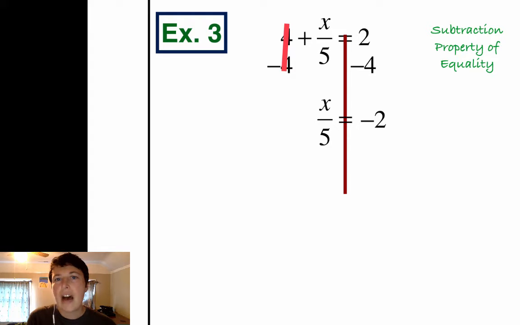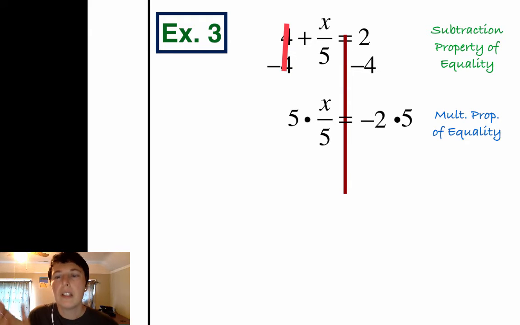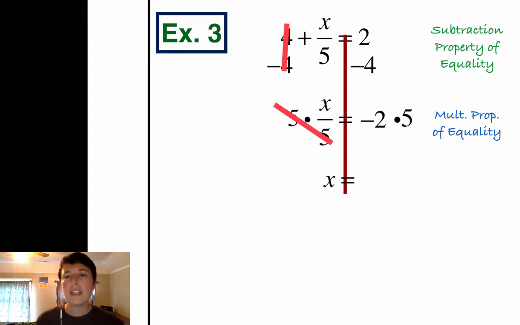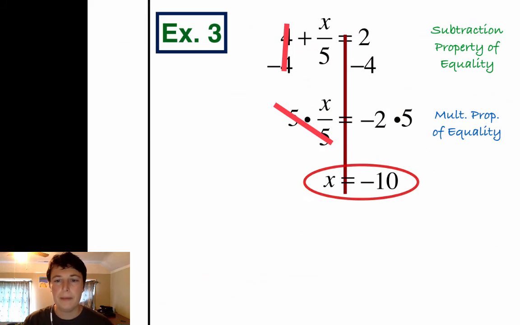We got to get rid of that 5. So it's a division problem, so I'm going to multiply by 5 to get rid of it. Times-ing the 5 is the multiplication property of equality, and it gets rid of the 5's. And now x is all by itself. So we got to times negative 2 times 5. Well, 2 times 5 is 10, but a negative times a positive is a negative. So a negative 10 is our answer.